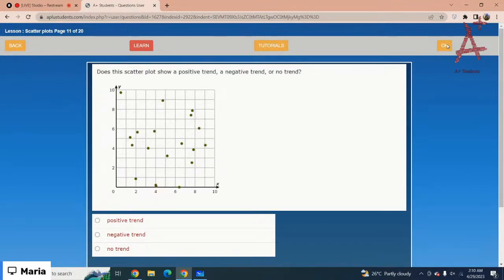Okay, does the scatter plot show a positive trend, a negative trend, or no trend? Yes, that one shows no trend because all the values are scattered on the graph, so it shows no trend.